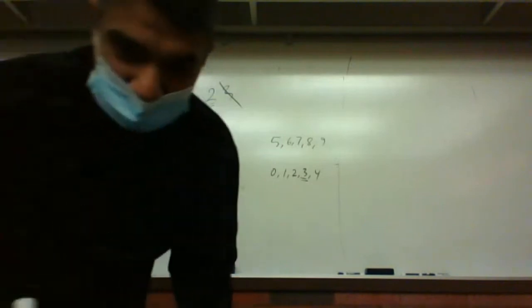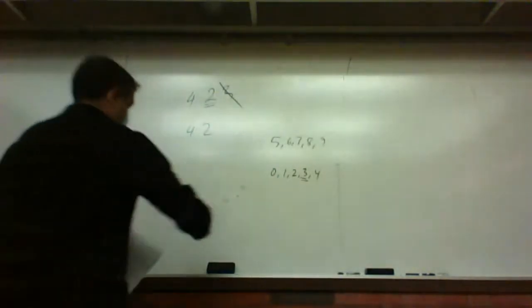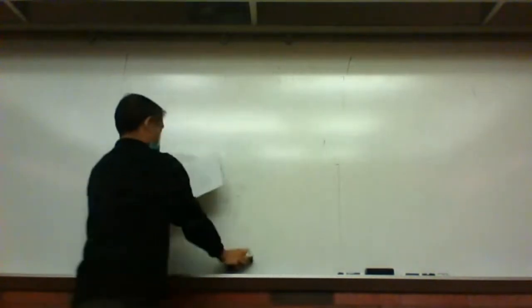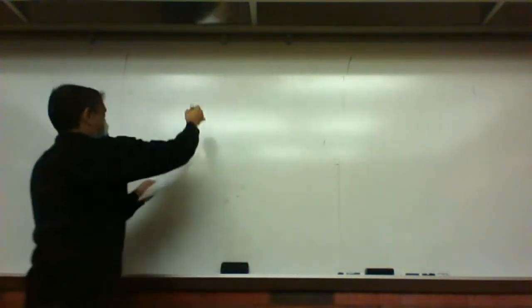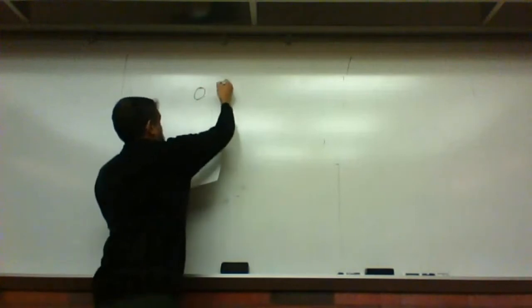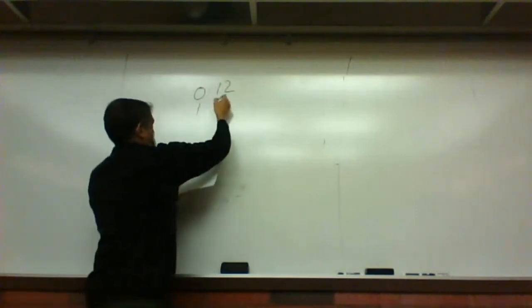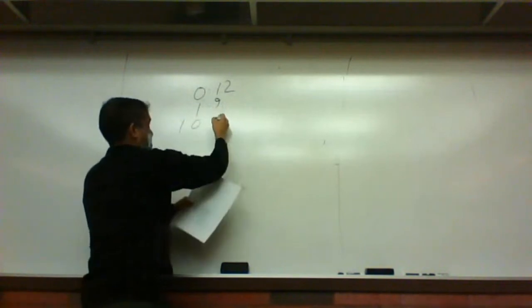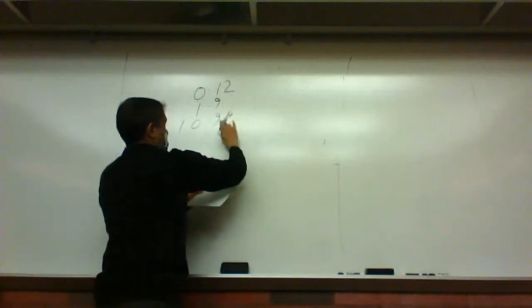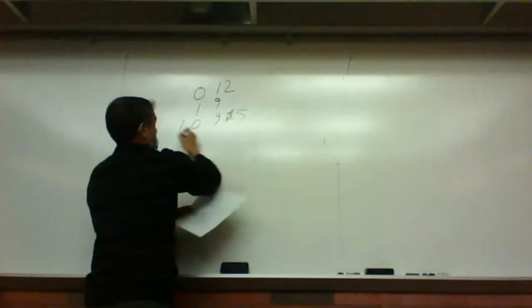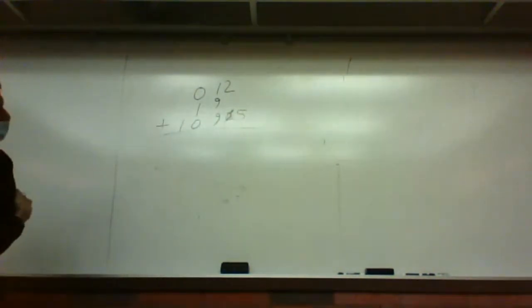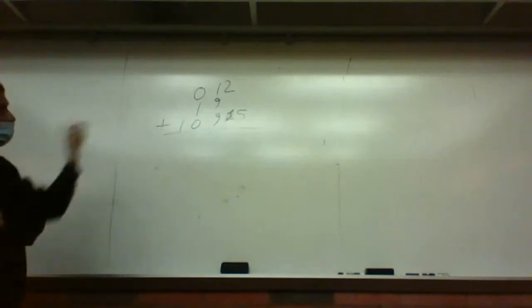Now, a couple of problems I take from the book. So let's practice those problems. 0.12, 1.9, and 10.925. So this is in your book. So I want to add these numbers: 0.12, 1.9, 10.925. You don't have to do it by hand.